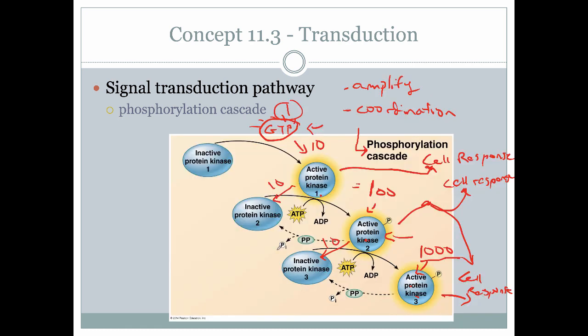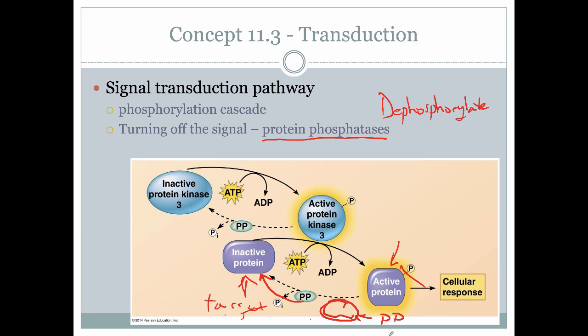But you'll notice in the phosphorylation cascade, these PPs, these protein phosphatases, are also turning off these active kinases. So they're reversing the signal or turning off the signal that was occurring. And so keep in mind, and don't confuse them: protein kinases phosphorylate proteins, which usually turns things on. Protein phosphatases dephosphorylate proteins, which usually turns them off.